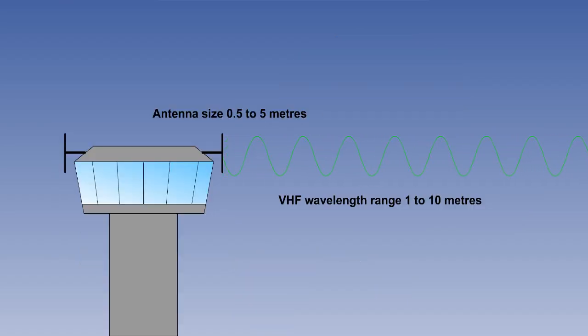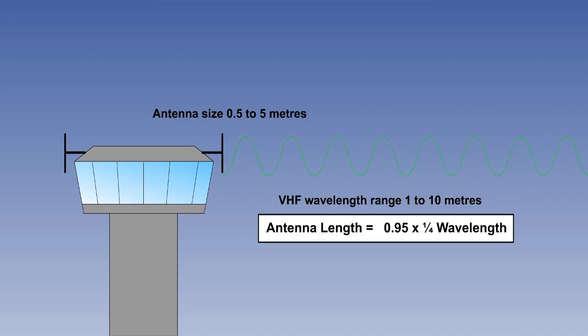Transmission in VHF with a wavelength of between 1 and 10 meters is therefore desirable, not least because of transmitter aerial size, which would range from half a meter to 5 meters. Here is a typical VHF aviation transmitter aerial, called a half-wave dipole or Hertz antenna. The formula for calculating the length in feet of a quarter dipole antenna is 95% of a quarter of the wavelength.